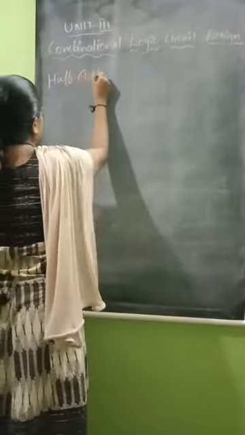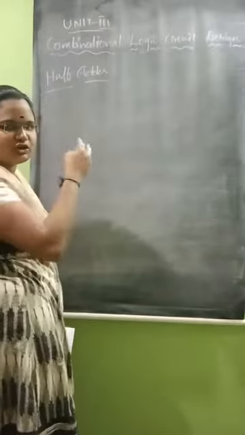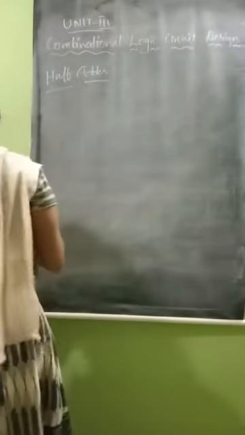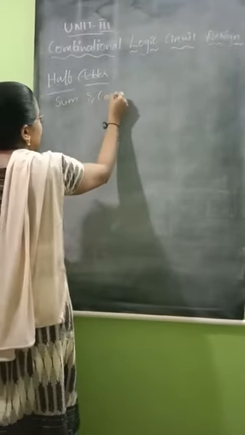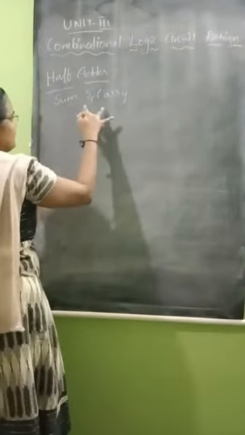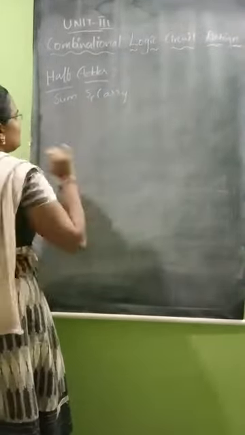Half adder. So what is a half adder? A combinational circuit that performs the addition of two binary bits is called a half adder. It needs two binary inputs and gives binary outputs, which are sum and carry. The two binary inputs may be A, B, or X, Y, whatever they may be, and we get the outputs sum and carry.